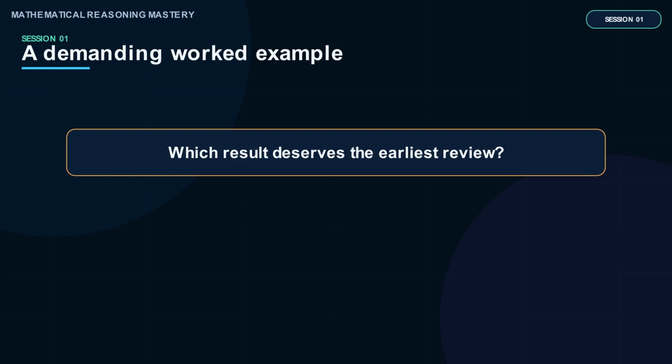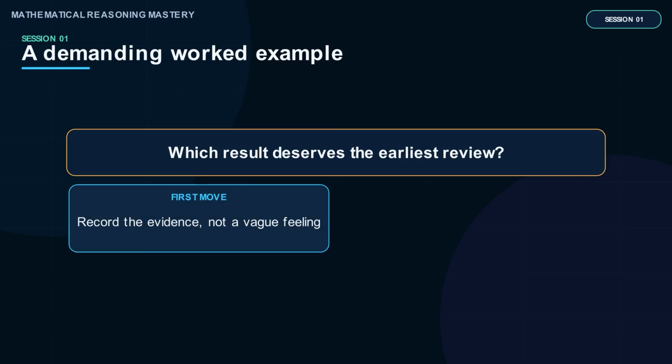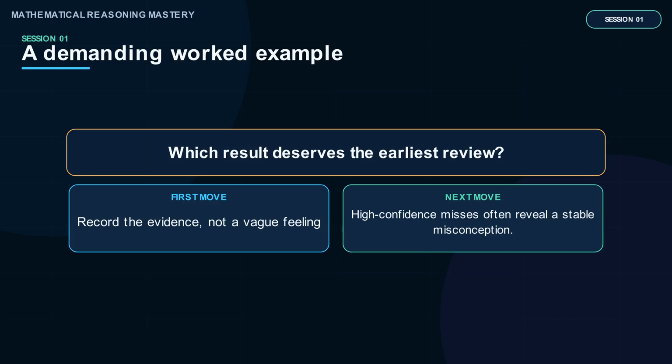Here is the challenge. Which result deserves the earliest review? Restate what is requested before touching the choices. The first move is, record the evidence, not a vague feeling. Apply it directly to the quantities and conditions in this problem. Now use the core reasoning. High-confidence misses often reveal a stable misconception. Keep each equality, comparison, or unit conversion visible.